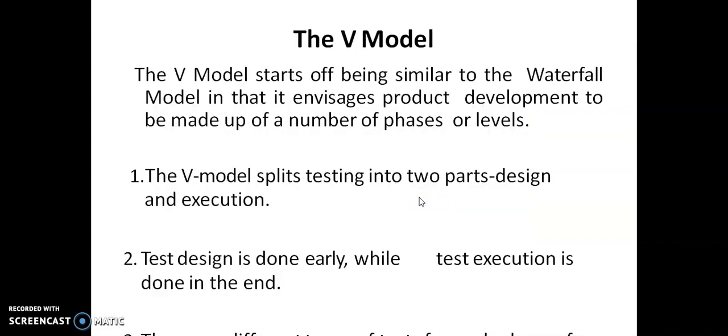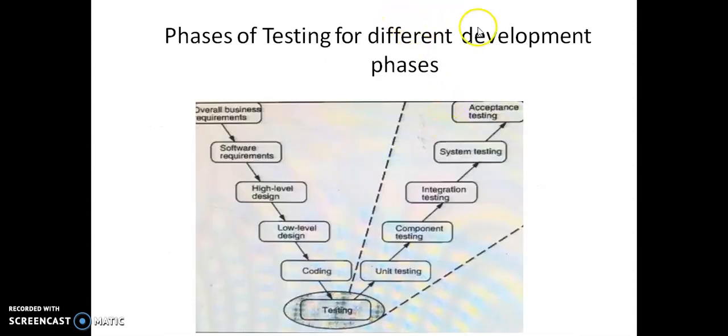The V model. The V model starts off being similar to the waterfall model in that it envisages product development to be made up of a number of phases or levels. The V model splits testing into two parts, design and execution. This is where the V model differs from the other models. The testing is done in accordance with the phase. The test design is done early while test execution is done at the end. There are different types of tests for each phase of a life cycle. Here are the phases of testing for different development phases.